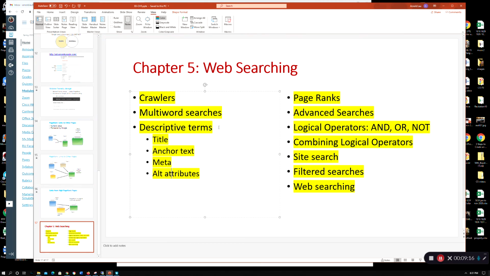And then on top of that index, you have the ranking. We just talked about the page ranks in this video. The advanced searches come with the multi-word searches, and you should be able to use the and, or, and not. These are the logical operators. So when combining them, again, remember there's a Venn diagram. We don't talk about it here, but that's really how you're going to get tested, with the Venn diagram. And then site search, filter search, web searching. These are the general topics we covered here in chapter 5.